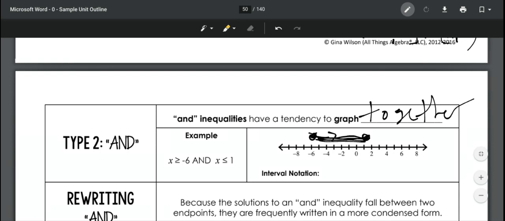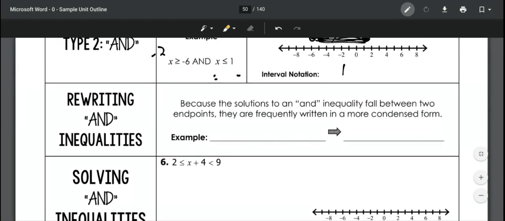So if you choose any number, let's just say negative 2. So if you put in that for x, negative 2 is less than or equal to 1. True. I put negative 2 in here. Negative 2 is greater than or equal to negative 6. True. So whatever one you choose on that graph, it should work for both inequalities.